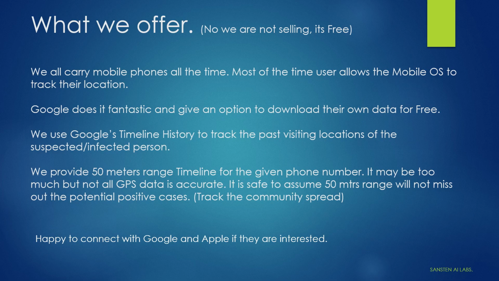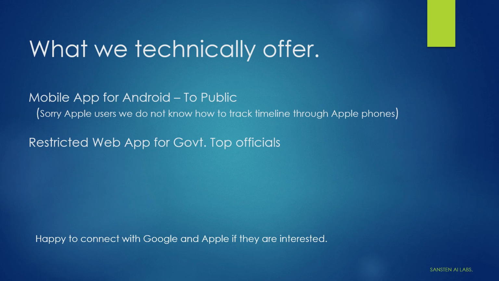In that range, we are only doing it with Google timeline, and we're happy to connect with Google and Apple if they are interested, and work together. Technically, we offer two solutions: a mobile app for Android for the public, you and me and everybody, and a restricted web app for government top officials. Although the shared data is only latitude and longitude of places visited, privacy is at the core of Samsung AI Lab, so we only give it to the restricted web app for government officials.